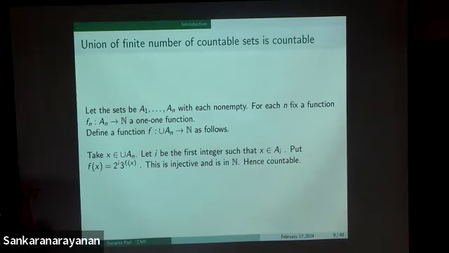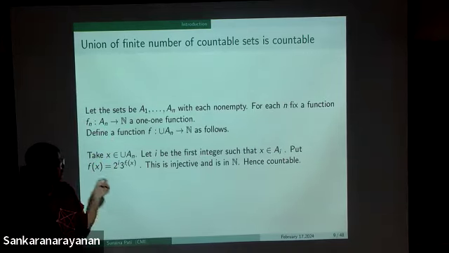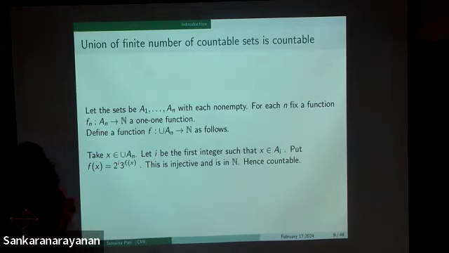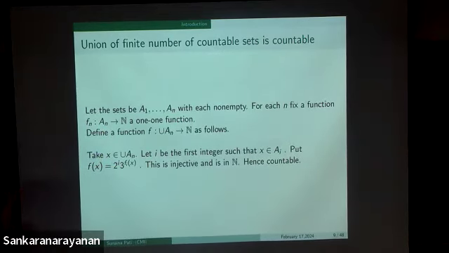Essentially, what you do is, I want to map X. Since I know it's countable sets, I can number the sets A1 up to AN, and since I know each is countable, I can have a mapping Fn from AN to the natural numbers. Now I'll take X, which is in the union, and consider the first index I such that X belongs to AI. I have the notion of first because it's countable.